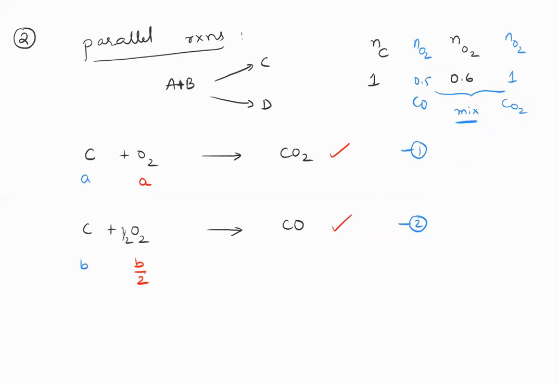For those of you who are comfortable writing halves, it's okay if you write half also. Writing half while balancing is not wrong; when you do sums, I can balance like this also and do the sum. That's okay. As long as it's balanced, it's fine. So for B moles of carbon, B by 2 will react.